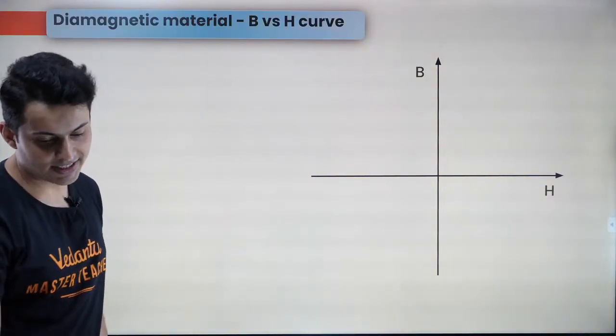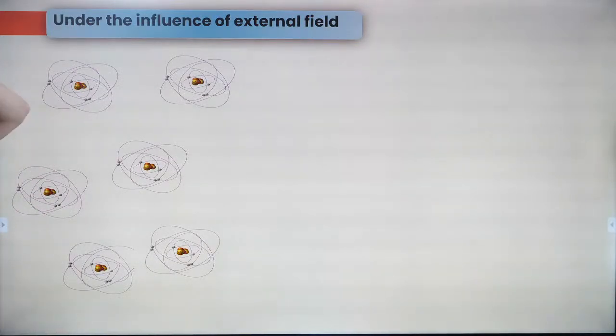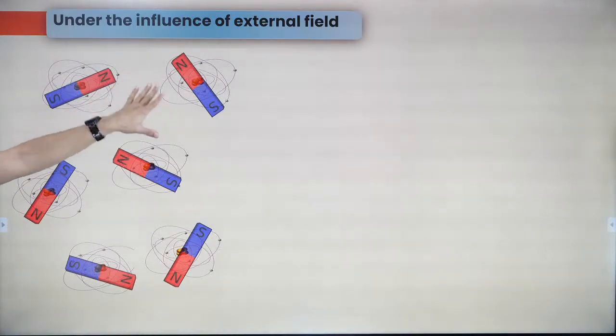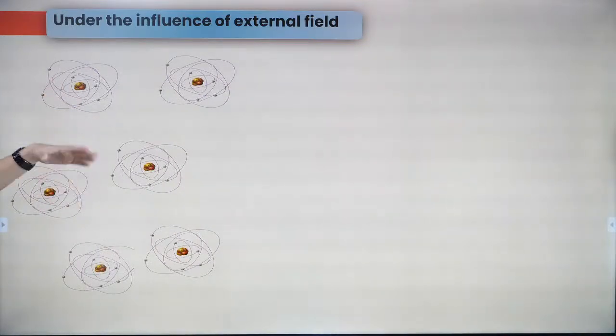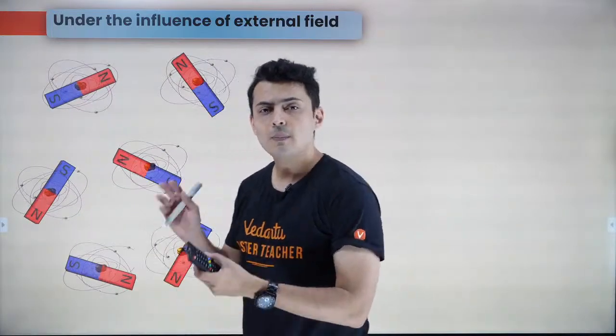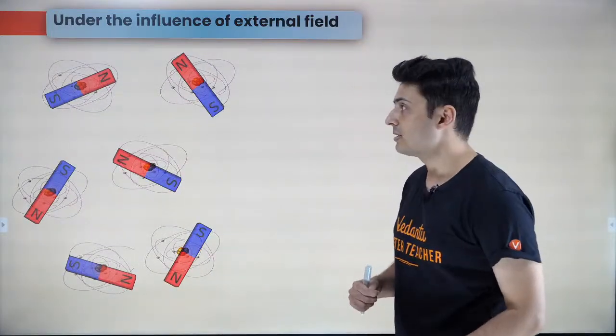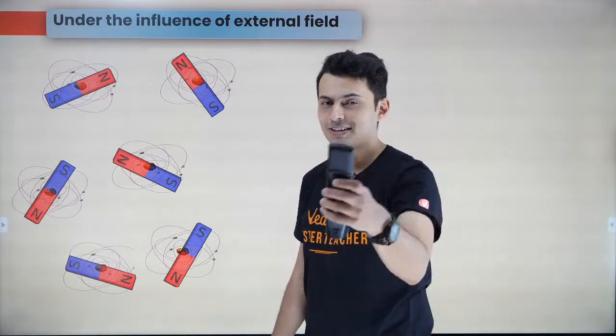Okay. Next, we are going to talk about the next type of material. In this kind of material, each atom has its magnetic moment. They do not have zero magnetic moment. Each of them has, but they are oriented in random directions. Now because they are oriented in random directions, the resultant magnetic field is zero. So the resultant is zero.